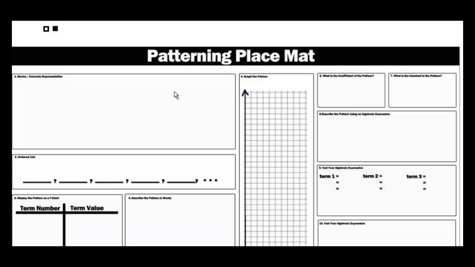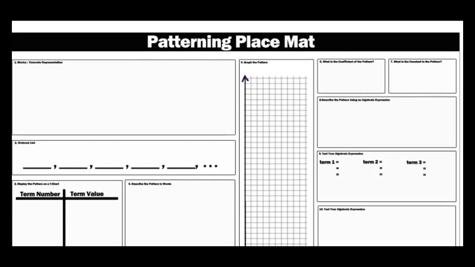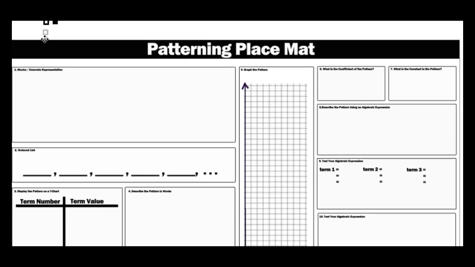Okay, we're going to look at using the patterning placemat and how we go about finding the parts of a pattern and finding the algebraic expression. So here's our placemat, and we should remember where the parts are in terms of what we're doing. All right, so I'm just going to go ahead and model a pattern, and there we go. Okay, so we have our pattern. And then we need to look at it in multiple representations, so we're going to go ahead and do that.